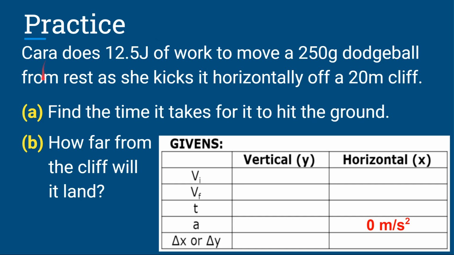This practice problem says Kara does 12.5 joules of work to move a 250-gram dodgeball from rest as she kicks it horizontally off of a 20-meter cliff. We have 2 questions. The first one is find the time it takes for it to hit the ground. And the second question is how far from the cliff will it land? So I'm looking for time and I'm looking for horizontal range.